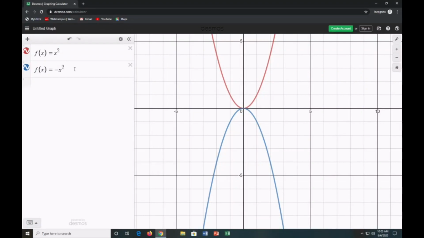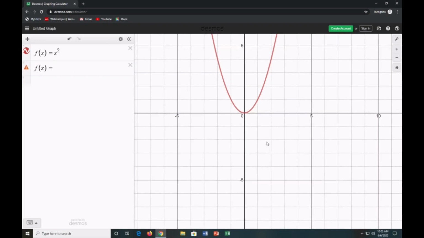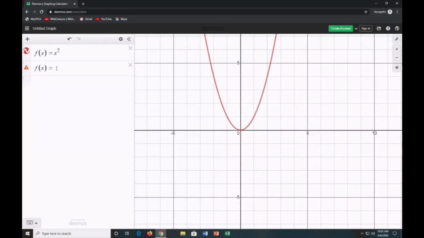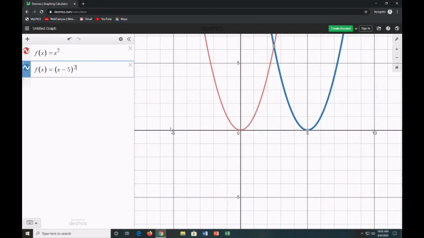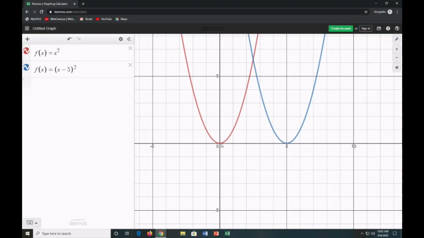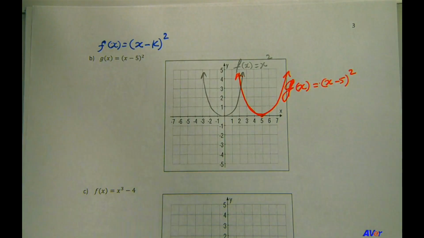So let's go back to the computer. I'm going to keep the x squared function up because that's the original function with no transformation. Now we're going to put in x minus 5 squared. Notice this vertex moved 1, 2, 3, 4, 5 units to the right. Okay, so let's switch back to the dot camera.